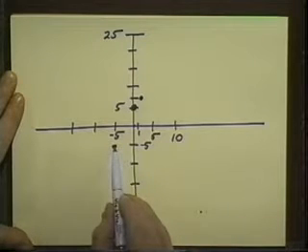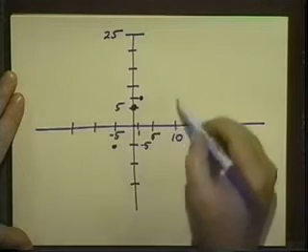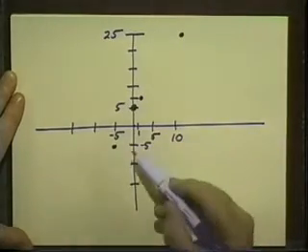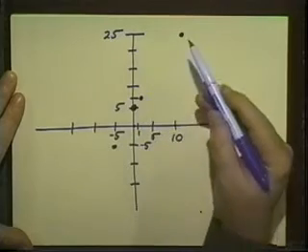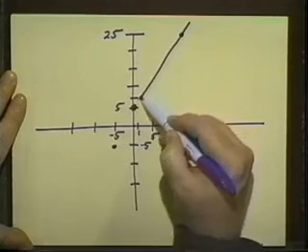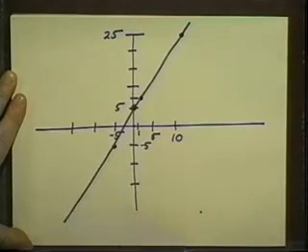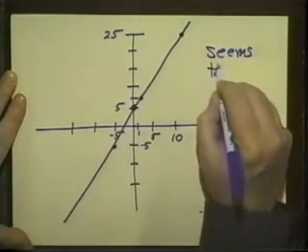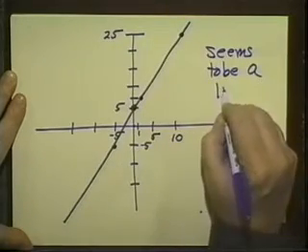That puts a point here. And finally, there was the point (10, 25), which puts a point up here. So there are the 4 points that I've graphed. And if I've done this carefully, you can see that when I connect them up, I have what appears to be, seems to be, a line.